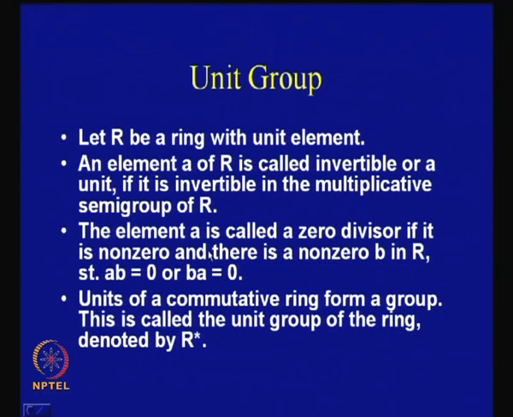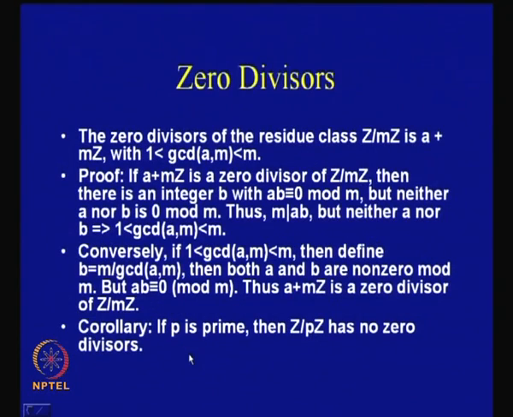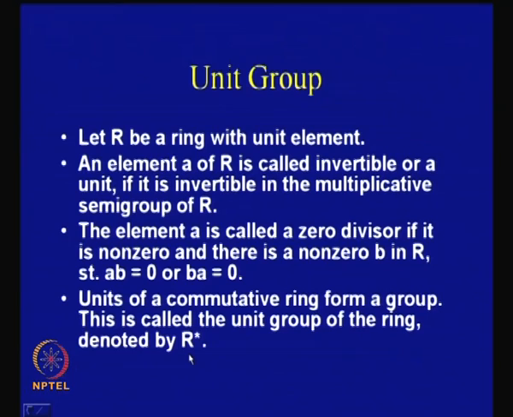Okay, and the element A is called a zero divisor if it is non-zero, and there is a non-zero B in R such that the product of A and B, or the product of B and A, gives back 0. Now, the units of a commutative ring form a group, and this is called the unit group of the ring, often denoted by R star. Okay, so that is the definition of a unit group, and we can have some examples, because I think this is a little abstract. So in order to understand this, let us take some examples.